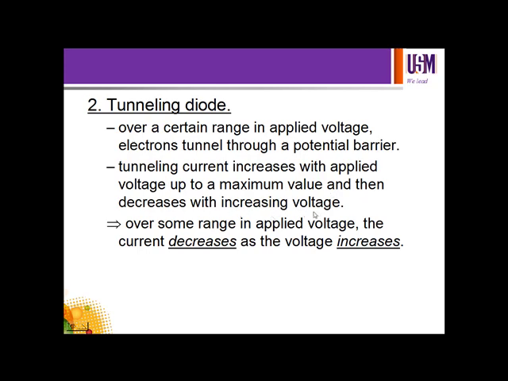That means the current will not increase in proportion to the increasing voltage. You increase the voltage, the tunneling current goes up, but suddenly it reaches a maximum point and goes down, even though the applied voltage is increasing in value. Over some range in applied voltage, the current decreases as the voltage increases. This is due to the tunneling effect. So even though we increase the voltage, the current after some time will decrease.